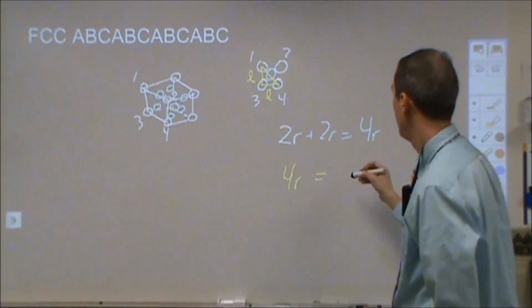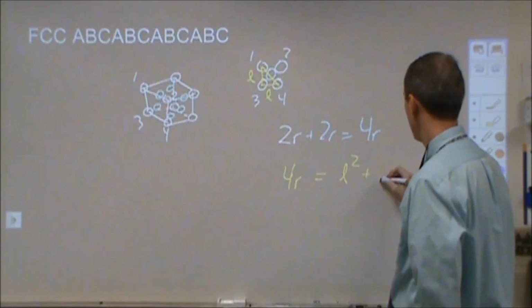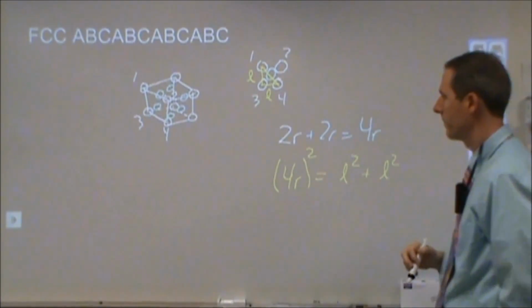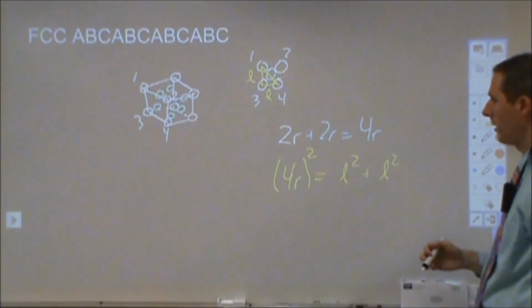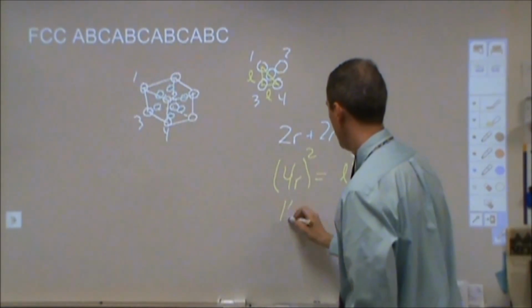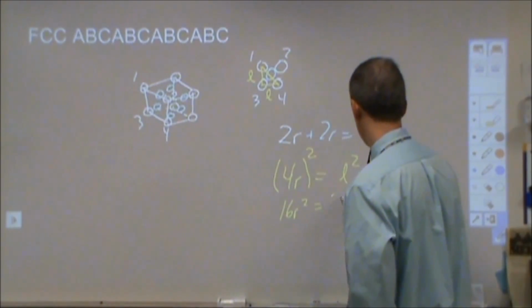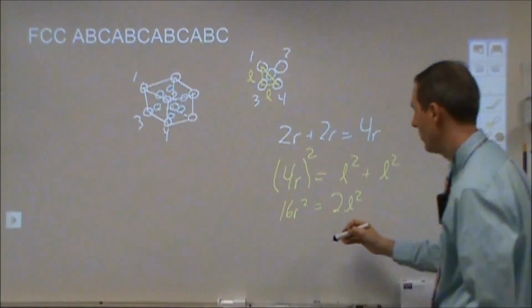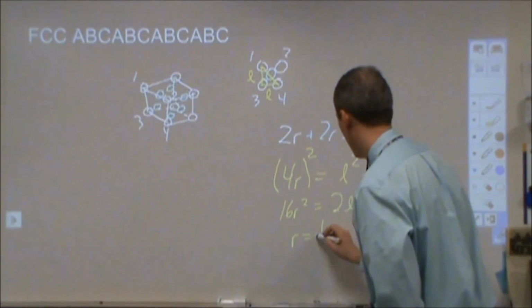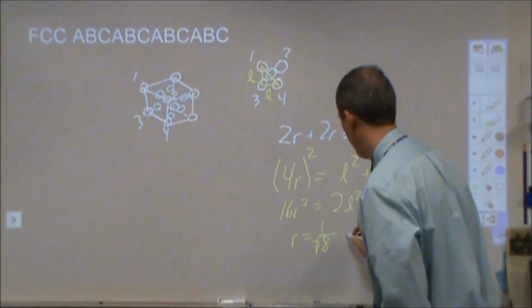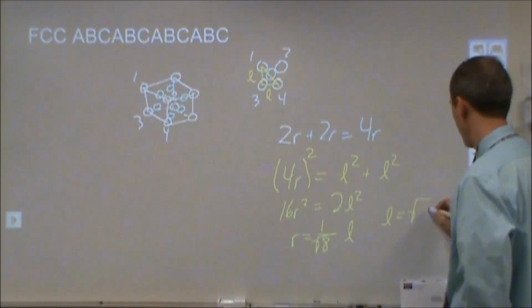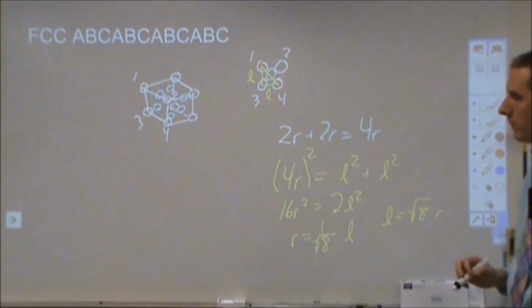is equivalent to the square root of L squared plus L squared, like this. Okay, so we're going to end up with 16r squared is equal to 2L squared. And so solving here, we're going to have r is equal to the square root of 1/8 times L. And then L is going to be equal to the square root of 8 times r.